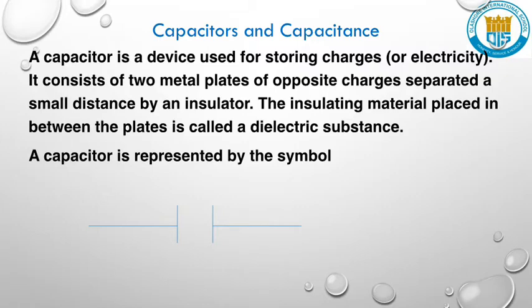A capacitor is represented by the symbol that you see on your screen. Take note that that symbol has its two vertical lines of equal length. This is different from the symbol of a cell, where you will have the positive terminal of the cell having a longer length than the negative terminal. For a capacitor, both vertical lines have equal length. Please take note of that.